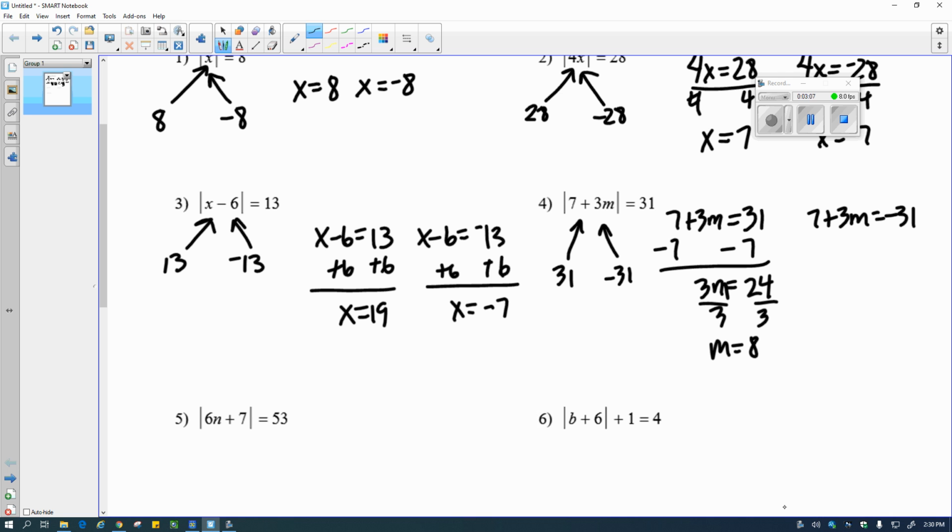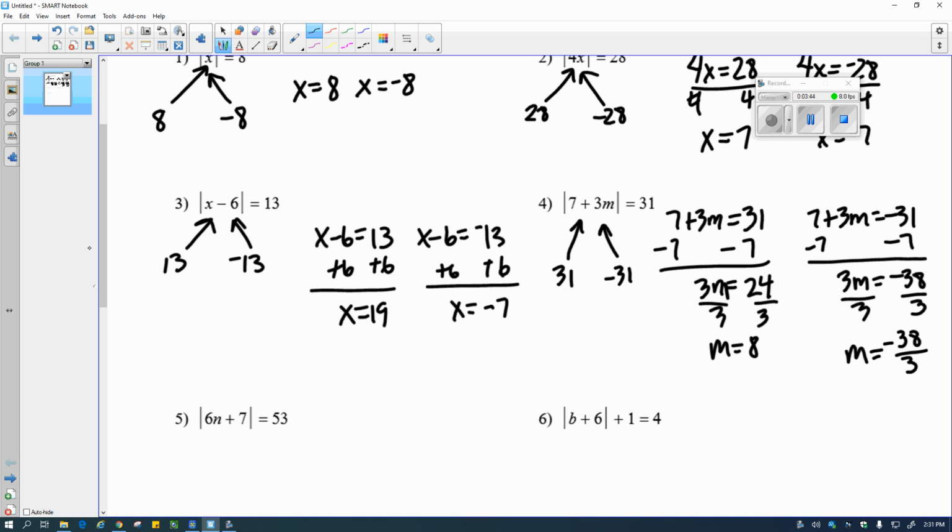I'm just solving like normal. The equation solving shouldn't be new to you. It's the breaking it down into the two equations that might be a little foreign. So minus 7, 3m equals negative 38. Divide by 3. That doesn't go in evenly, so I'm just going to leave it as negative 38 over 3. And that's fine to leave it that way. That's not a big deal. If you want to write it as a decimal or as a mixed number, that's fine. But usually, why make more work for yourself? Just leave it as that improper fraction. If it can be reduced, reduce it.